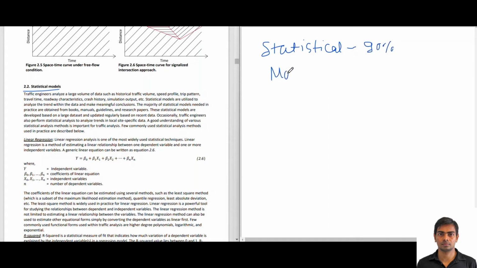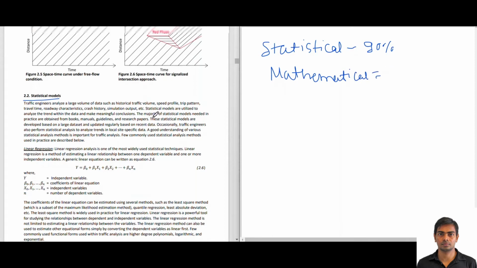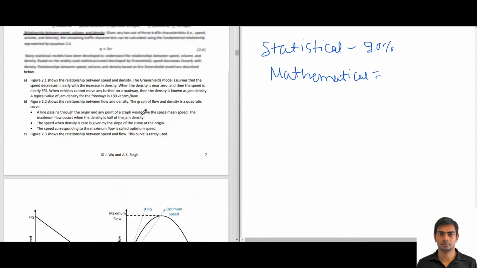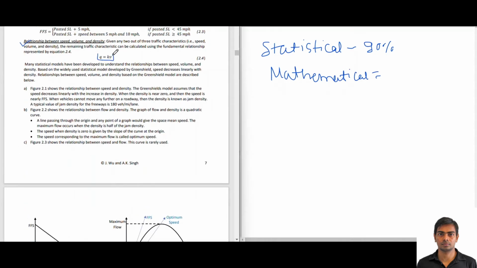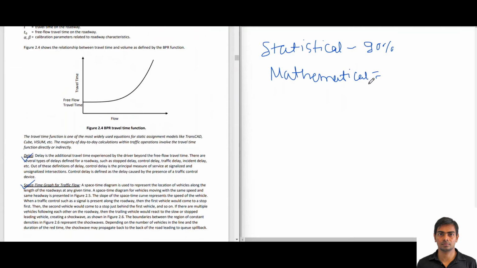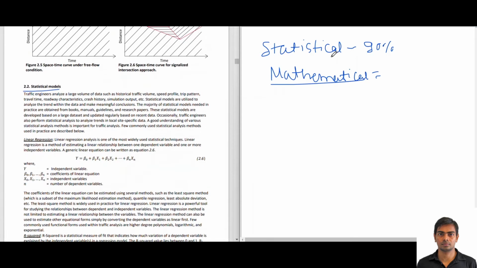And then there is the mathematical model. Mathematical models are rarely used, and one of the mathematical models we looked at last time was Q equal to KV: flow is equal to speed times density. Mathematical models always hold true, whereas statistical models are derived based on the data, and they are trying to fit the data curve or explain the data in a better way.